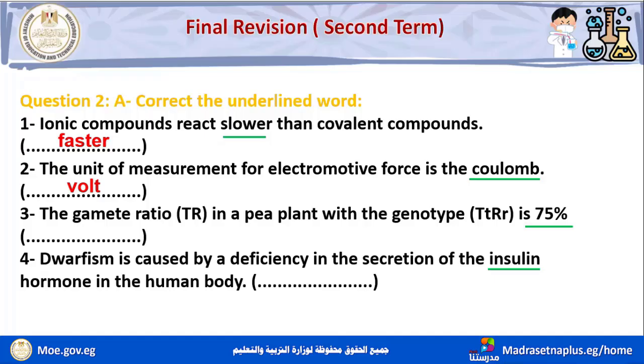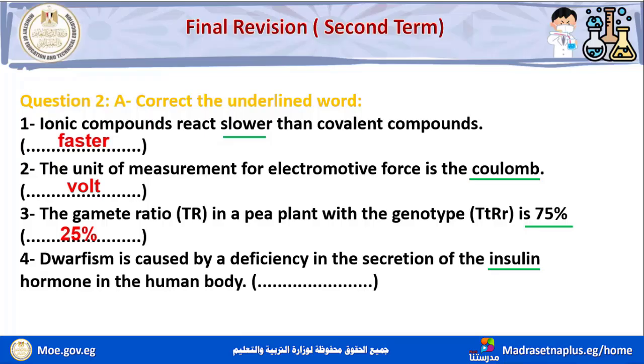Number 3, the gamete ratio T capital R capital in a P plant with the genotype T capital T small R capital R small is 75%. Okay? When we get the gametes, with this genotype they are T capital R capital, T capital R small, T small R capital, T small R small. So the gamete ratio T capital R capital in a P plant with the genotype T capital T small R capital R small is 25%.